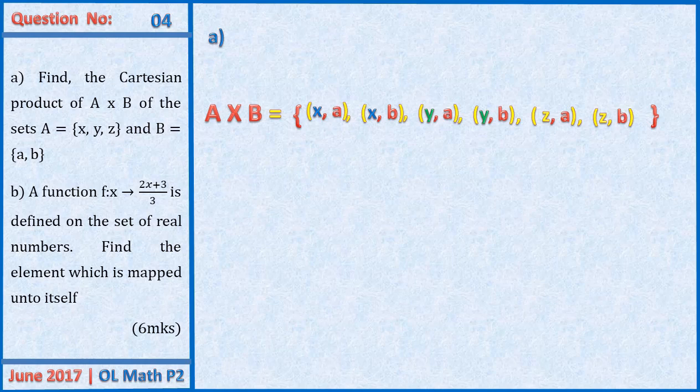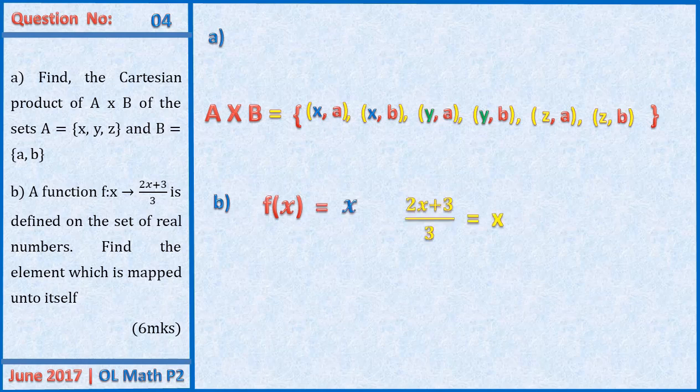The second part of the question reads, f is such that x is mapped onto (2x plus 3) on 3, a function defined on the set of real numbers. Find the element which is mapped onto itself. Note, for an element to be mapped onto itself, it means f of that element should give the same element. So f of x should give you x. If it was y, f of y will give you y.